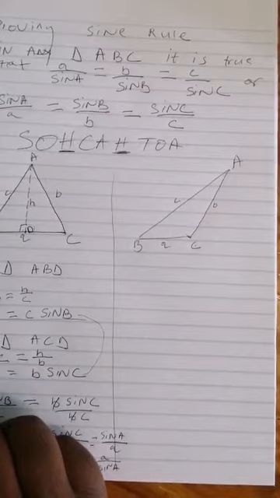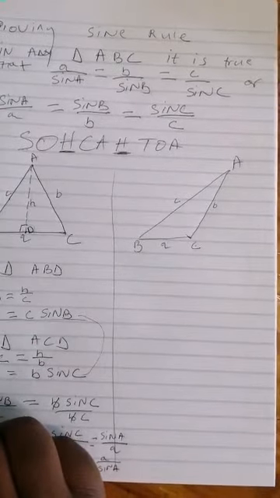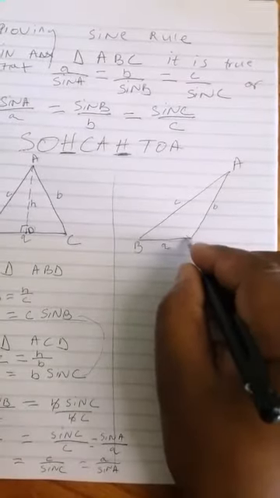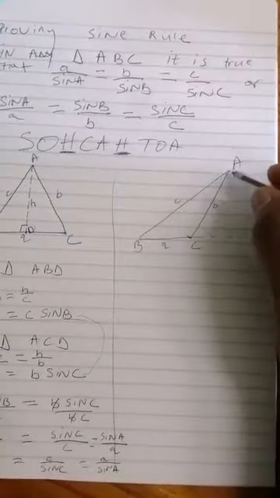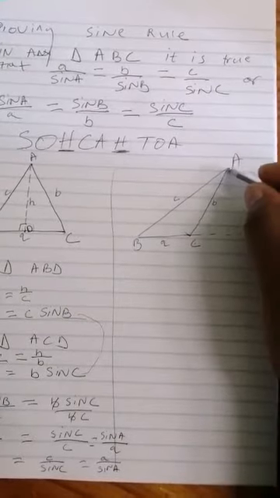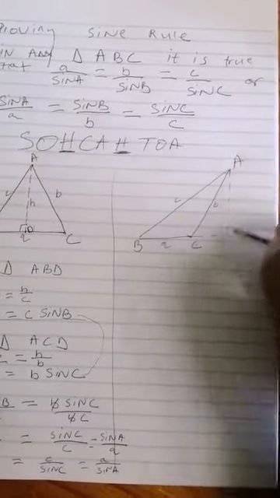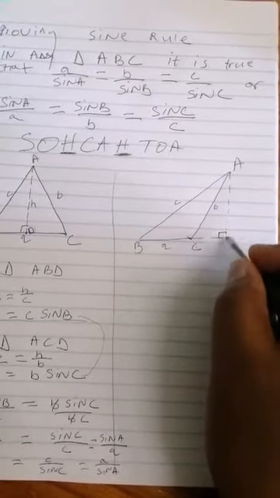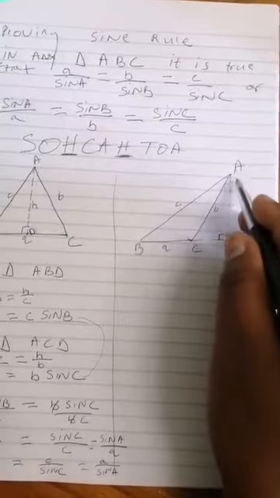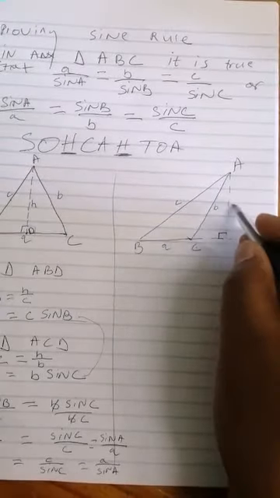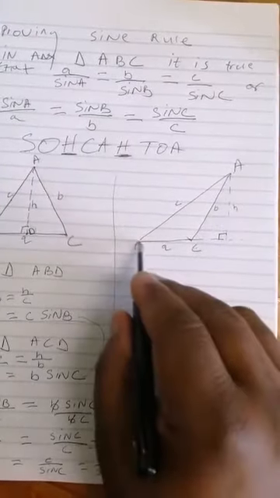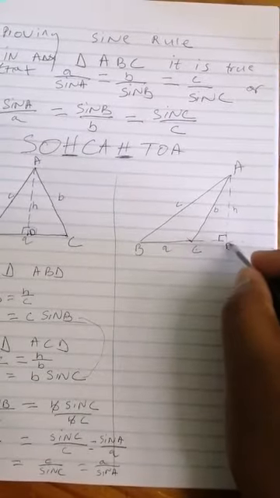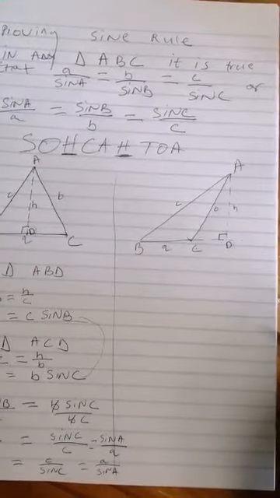Now for an obtuse angle triangle, if you want to construct a height there, obviously it will have to be outside from apex A. We are constructing a height there. Remember that a height must be perpendicular to the base. Let us name that point where the height meets the base extended. Let us name it D. Okay.